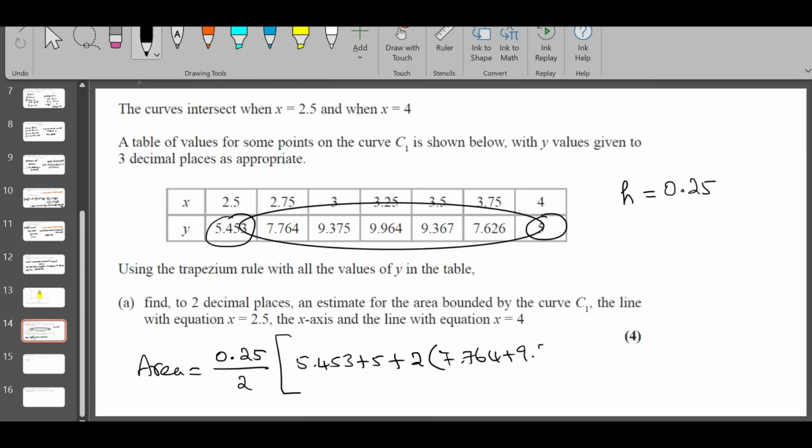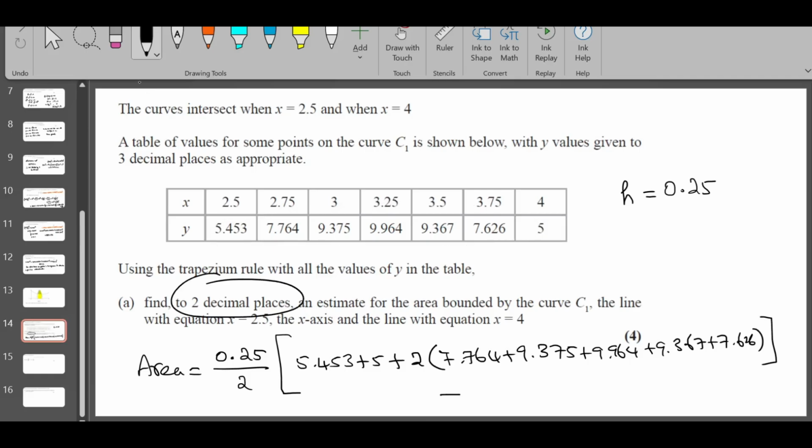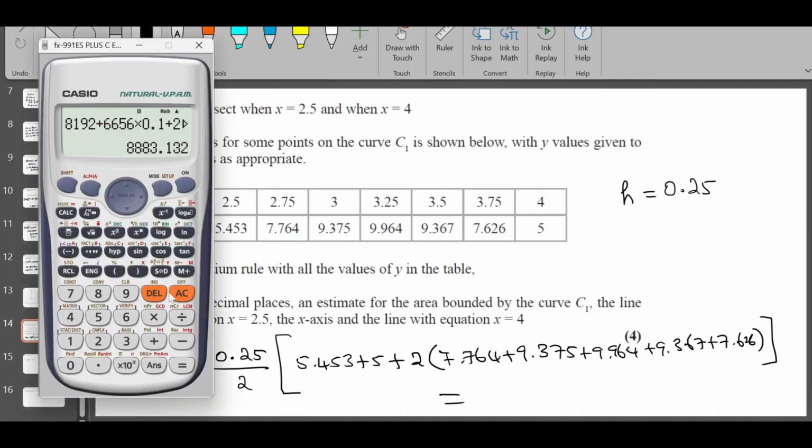7.764, 9.375, 9.964, 9.367, 7.626, and get the answer to two decimal places. You have to be very careful when you plug in all these values into the calculator.